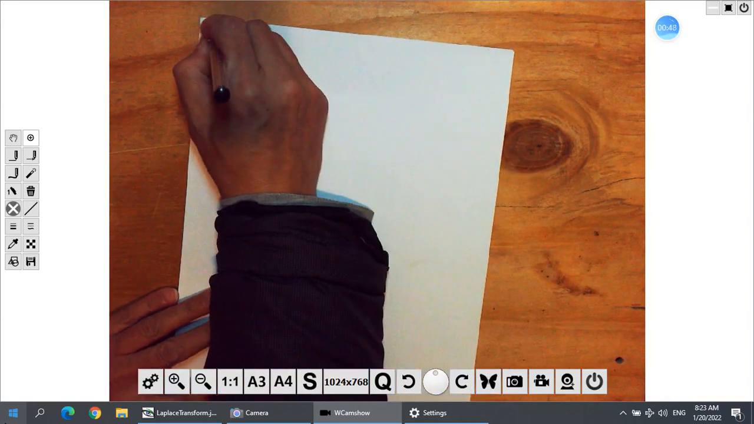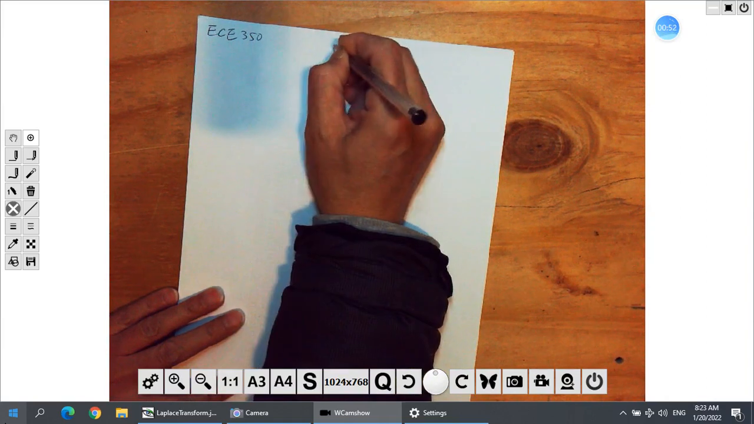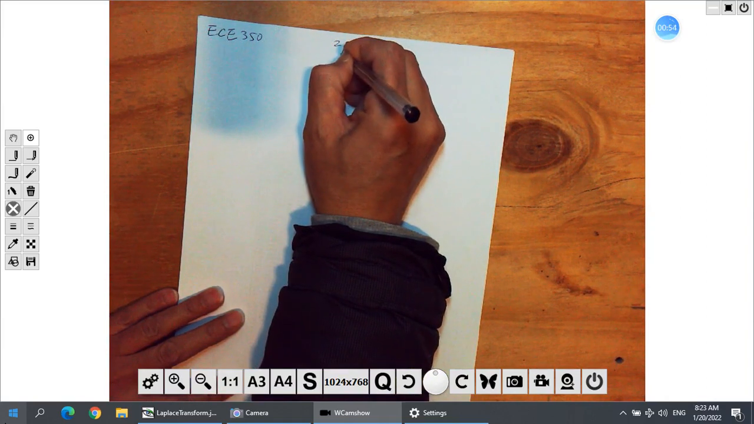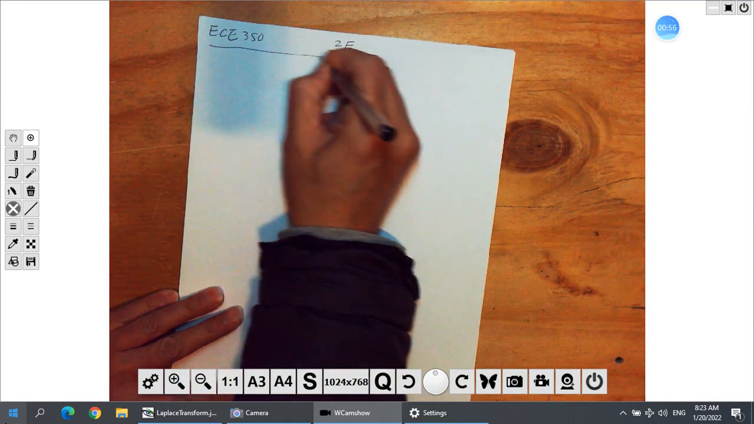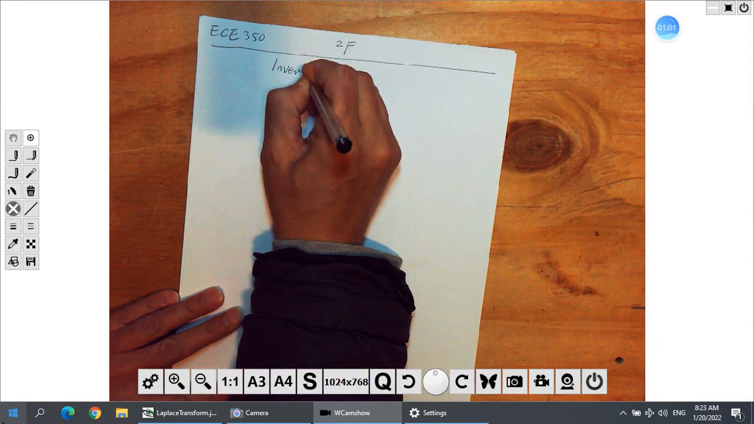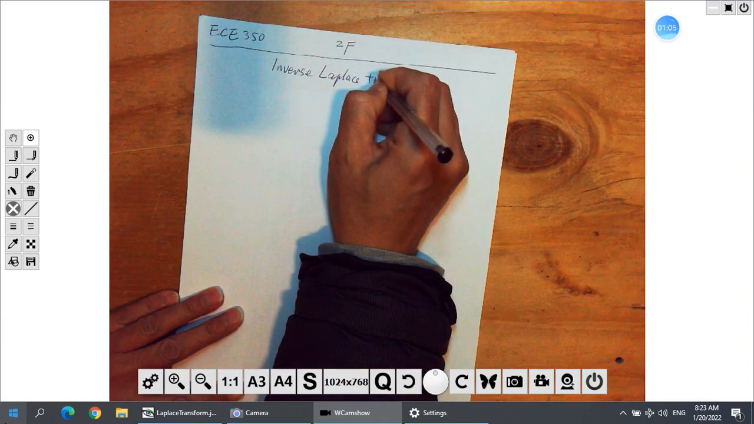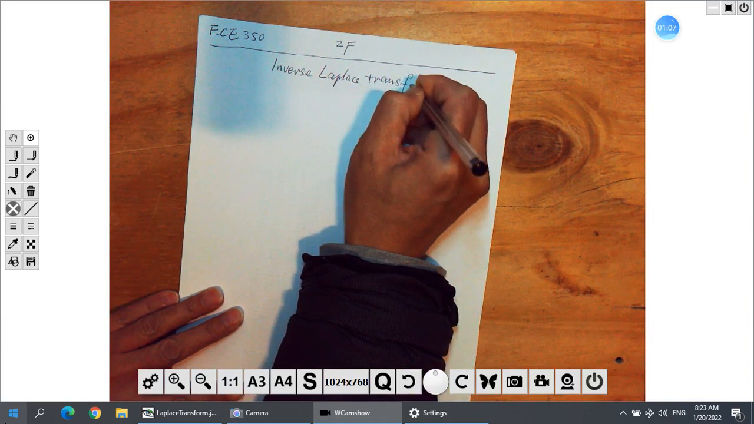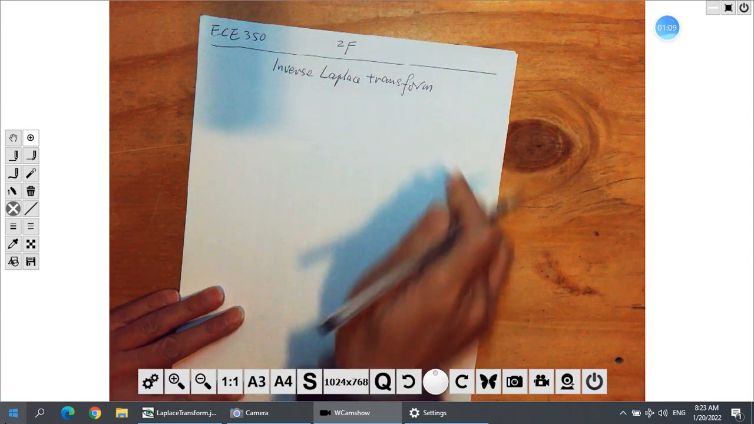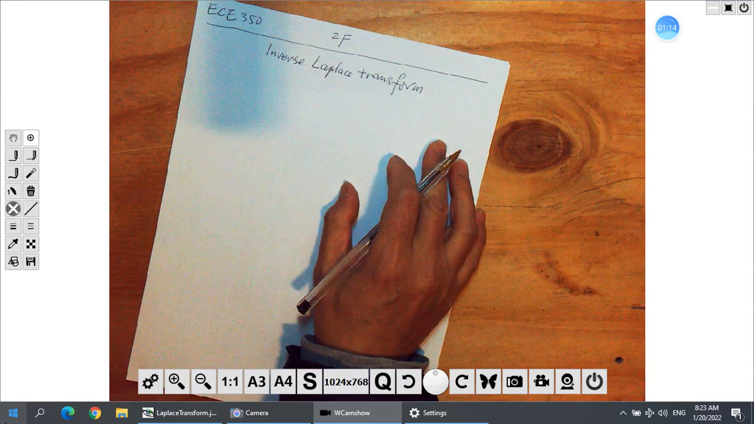ECE 350. This is second week Friday's class. Okay, we consider the inverse Laplace transform. I will just use some examples to explain the method.